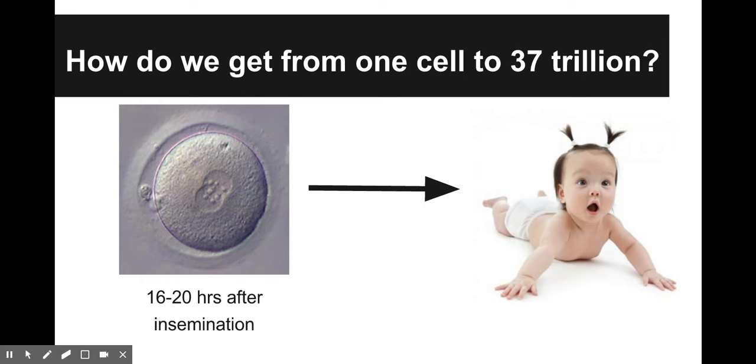So the question that we are going to start with and address today is how do we get from this first cell that we see over on the right-hand side? So it's just one cell. And this is what everyone looked like about 16 to 20 hours after insemination, when your sperm and egg cell combine and you're just one cell. How do we get from there to 37 trillion? And the answer to that, shockingly, is mitosis.